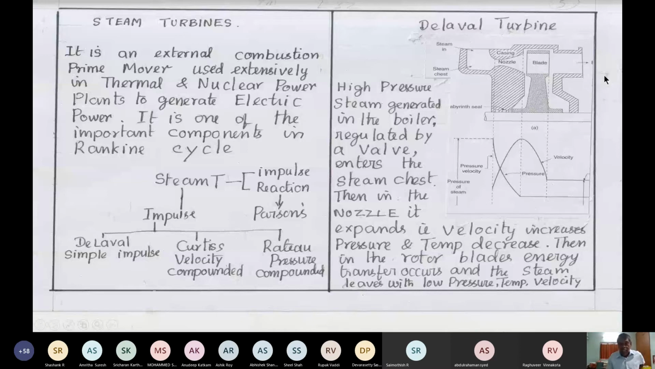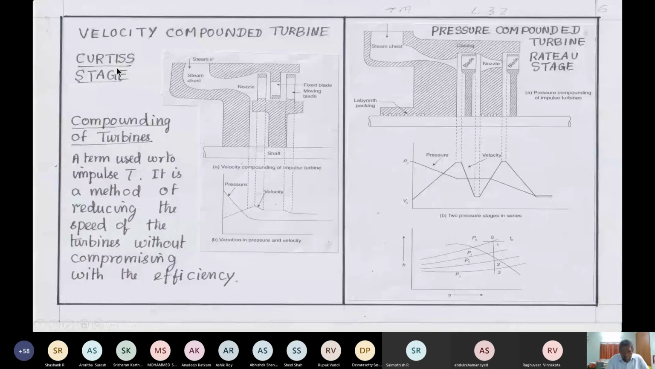Now we'll see how this got modified later into the Curtis and Rateau turbines. This Curtis stage is otherwise called the velocity compounded impulse turbine. Now see what compounding of turbines is. Compounding is generally used with respect to impulse turbines. It is the method of reducing the speed of the turbine without compromising the efficiency. This point is very important.